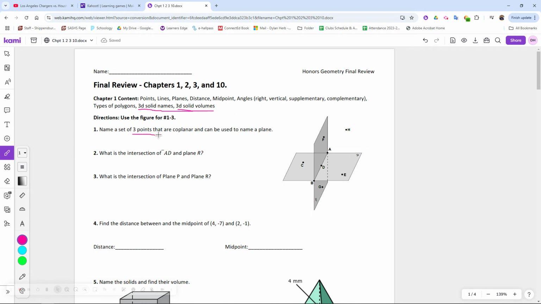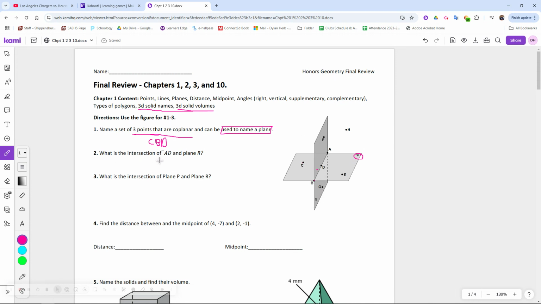It says name 3 points that are coplanar and can be used to name a plane. So really important here, 3 points that are coplanar, they all have to lie on the same plane. And because it says that they have to be used to name the plane, they can't be collinear. So they can't be 3 points on the plane that are in a straight line. So if we're naming a plane using 3 points, they cannot be collinear. So let's say we'll name plane P. And we can use any 3 points that are not collinear, so C, B, D would be a good way to label that one.